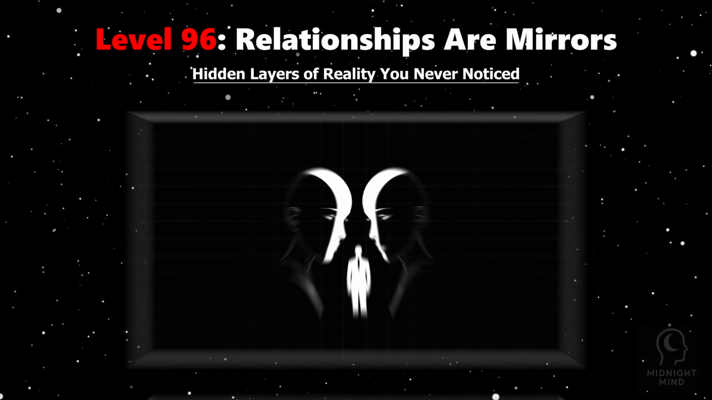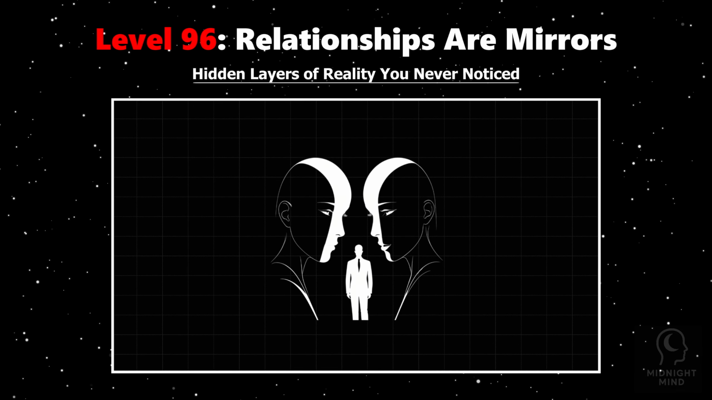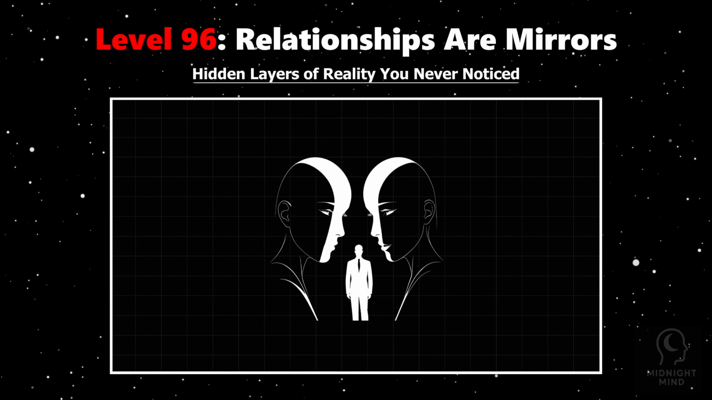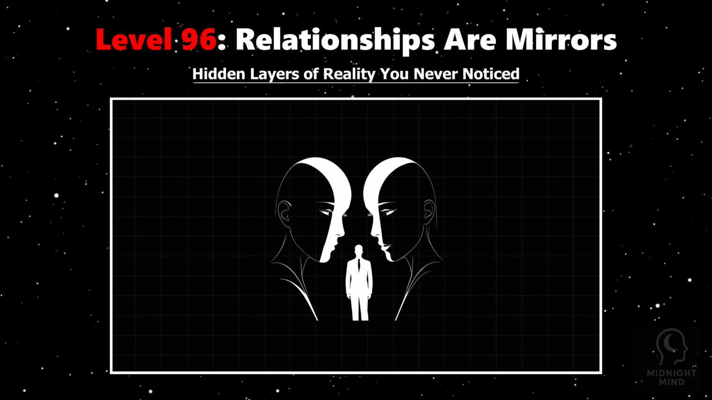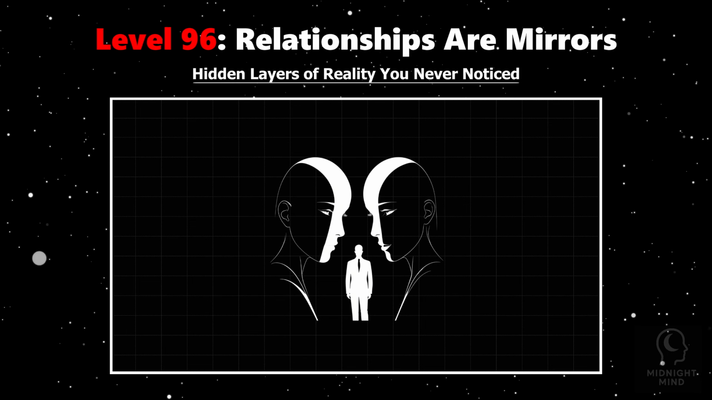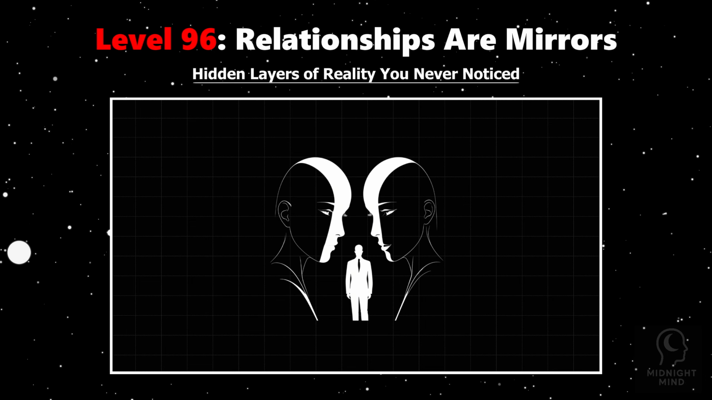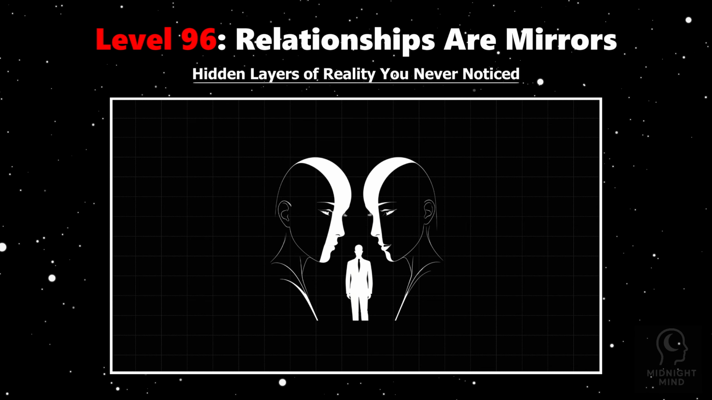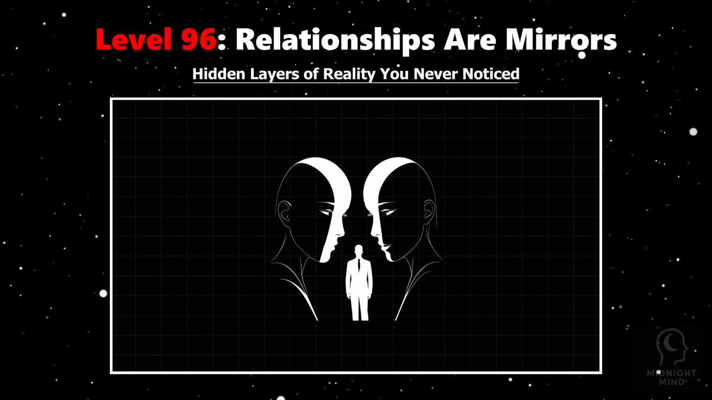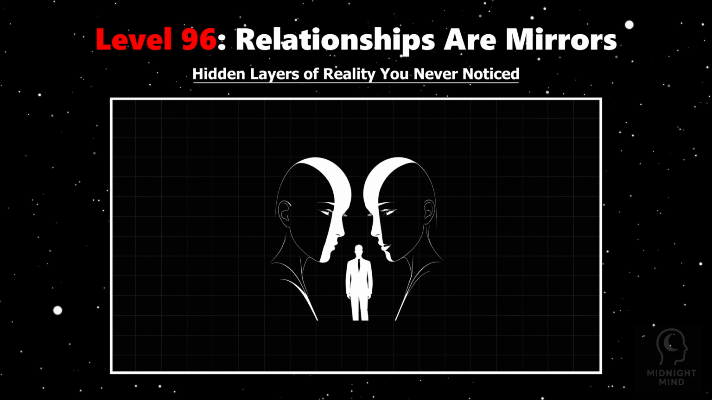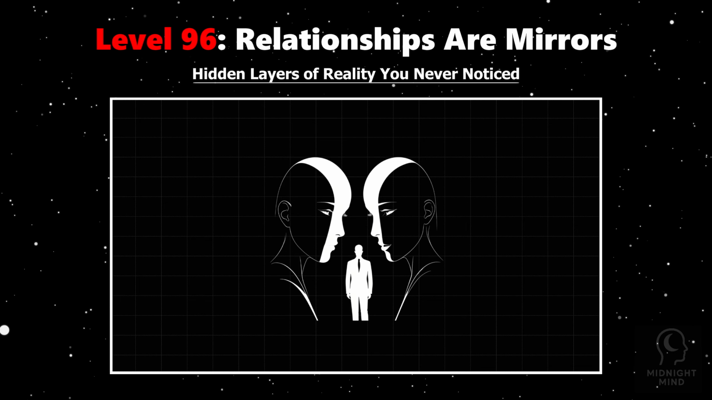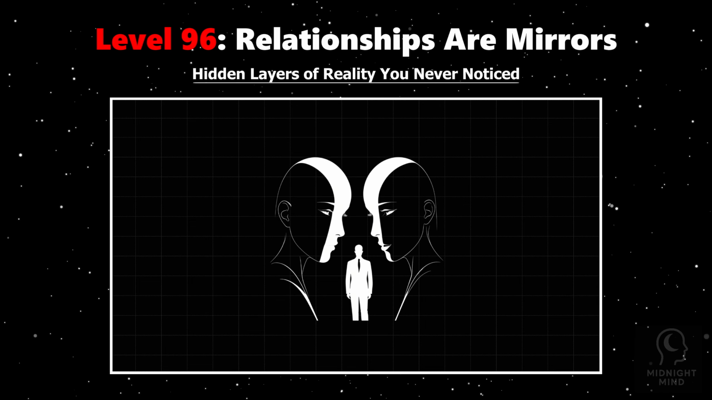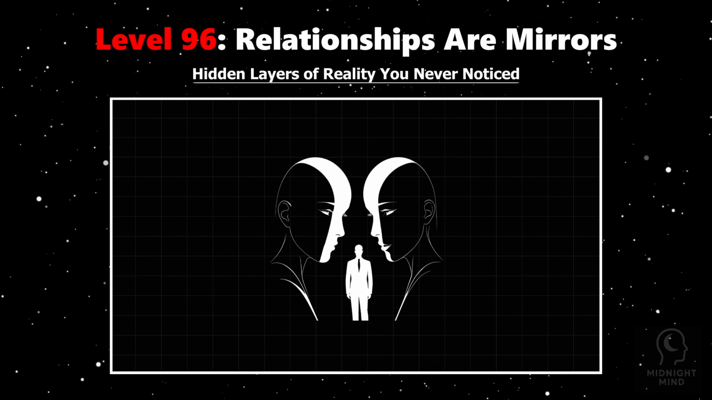Imagine the way someone treats you. A harsh word, a cold glance, or a warm embrace. It feels deeply personal, as if their behavior reveals something true about who you are. But psychology teaches us a profound truth. Relationships act like mirrors, reflecting more about the other person's inner world than your own reality. Their fears, insecurities, and biases project outward, coloring how they treat you. Yet despite this, we often internalize their actions as reflections of our worth.